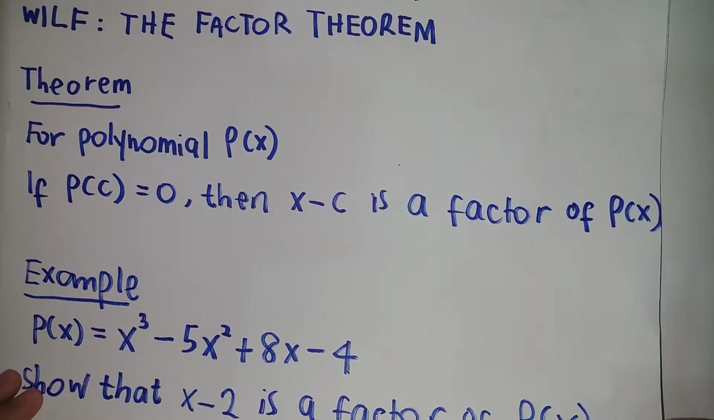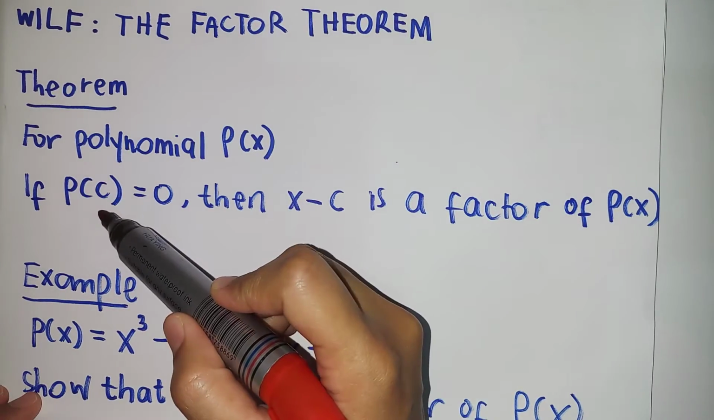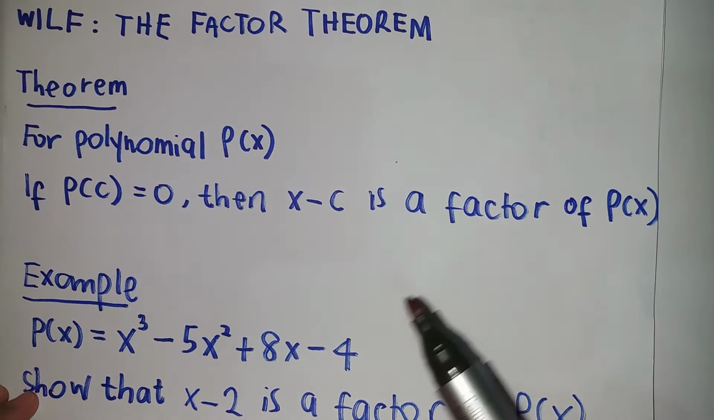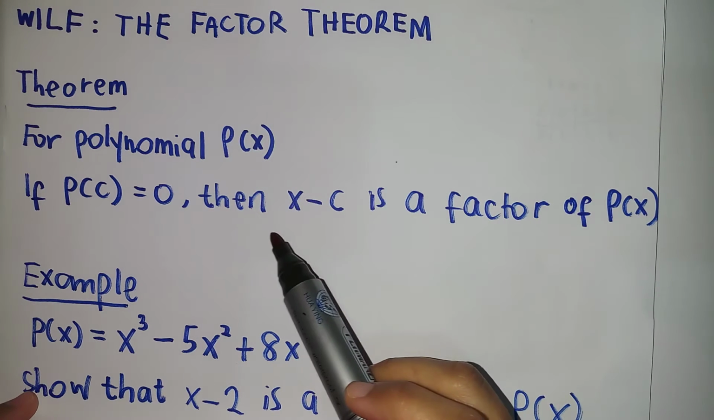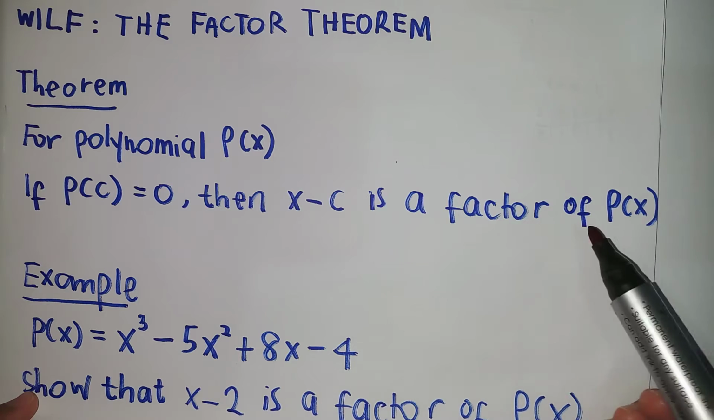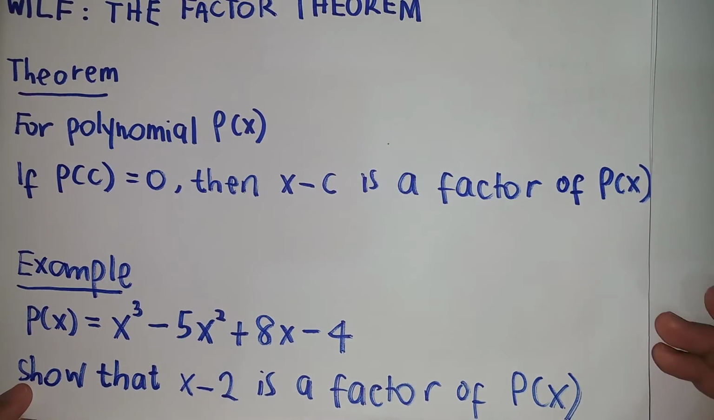So for polynomial P(x), if P(c) equals 0, c is just any number. c is just any constant. We just use c to show that a value can be a general number. Then x minus c is a factor of P(x). Okay, so it's very hard to understand if you just read the theorem.